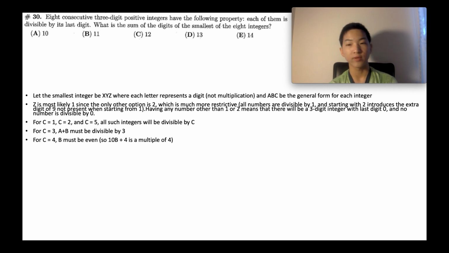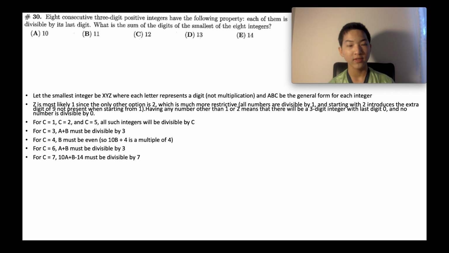For c equals 4, b must be even, because the divisibility rule for 4 is that the last 2 digits must be divisible by 4. So the last digit will be 4, the second to last digit will be b, so 10b plus 4 must be a multiple of 4. In order for that to be true, b must be even. For c equal to 6, a plus b must be divisible by 3, because in order for a number to be divisible by 6, it has to be divisible by both 3 and 2. If c is equal to 6, the number will always be divisible by 2, so we only need to worry about the number being divisible by 3.